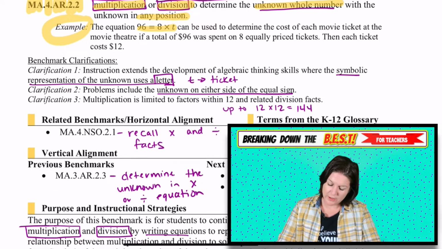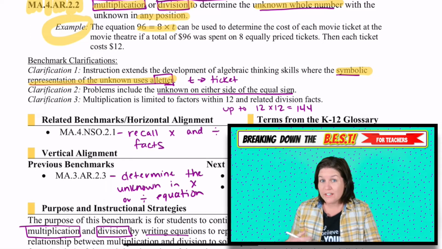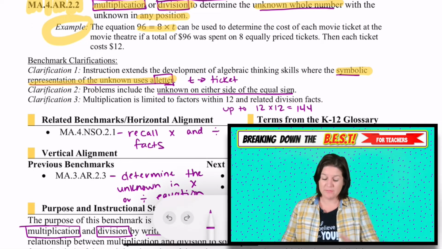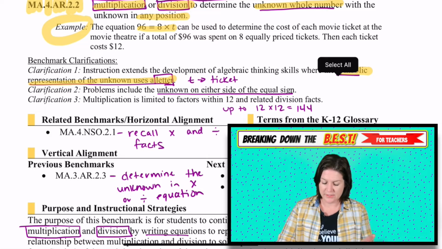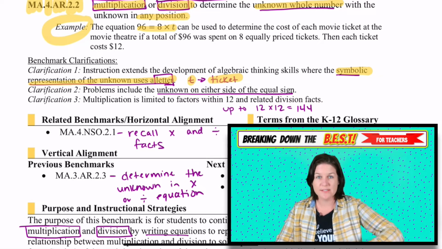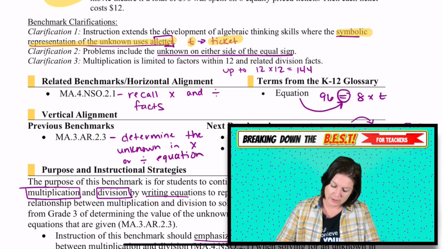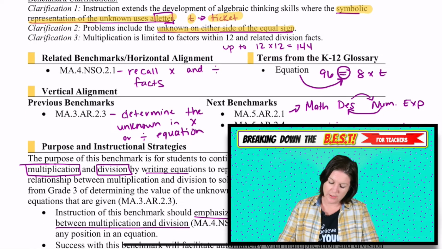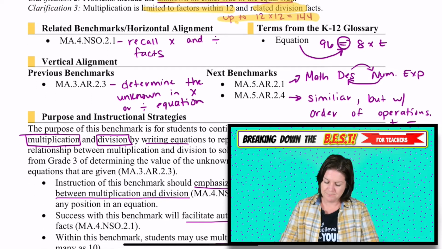Benchmark clarifications. We are moving on to where the symbolic representation of the unknown should be a letter. So in the past, in 3rd grade, it's been a box or a question mark or even a variable, a letter. But in this case, we are definitely using letters, and I often try to have students with real world context make the letter represent what it is that we're trying to figure out. So if we're trying to figure out how many tickets, let's place T for that missing unknown value. Problems can include the unknown on either side of the equation, and we are working with limited factors up to 12. So up to 12 times 12 equals 144, and the related division facts.